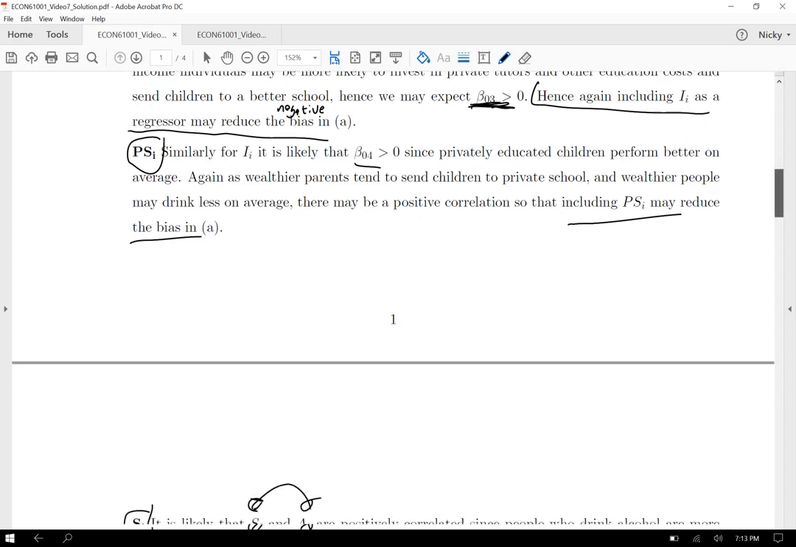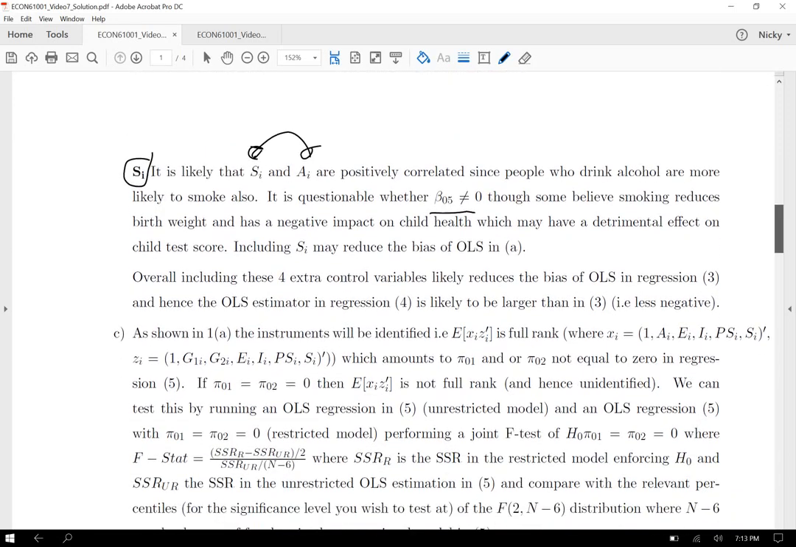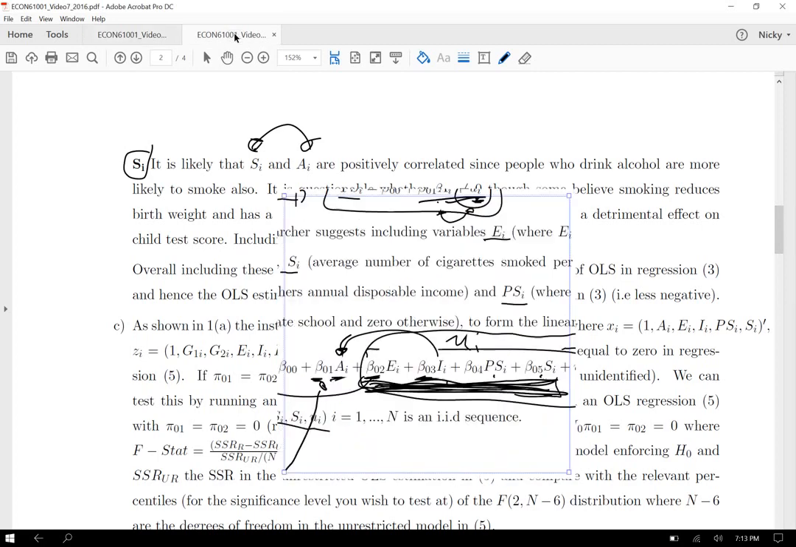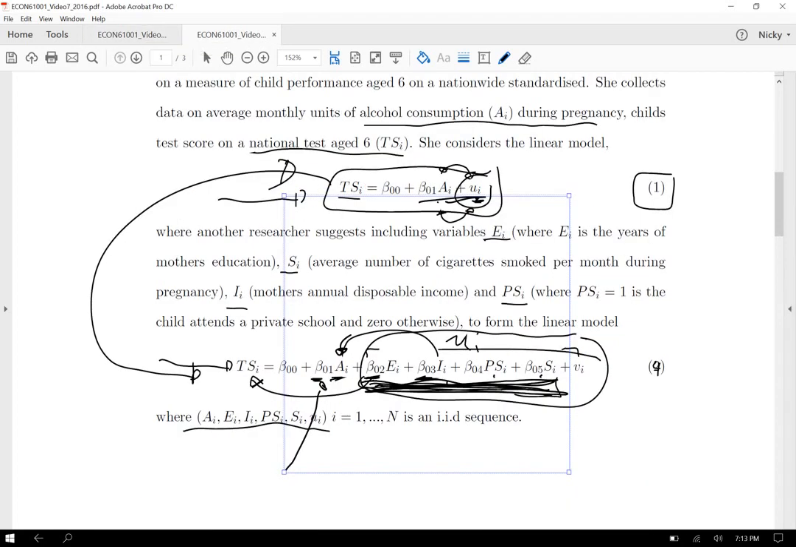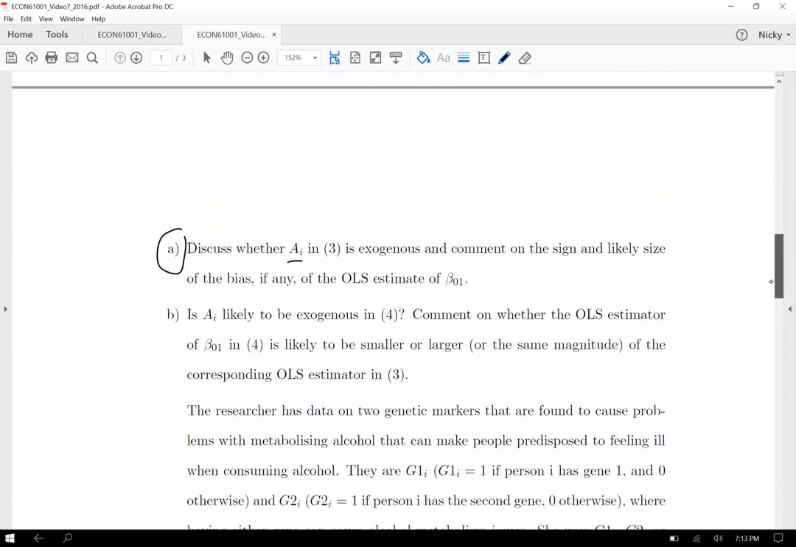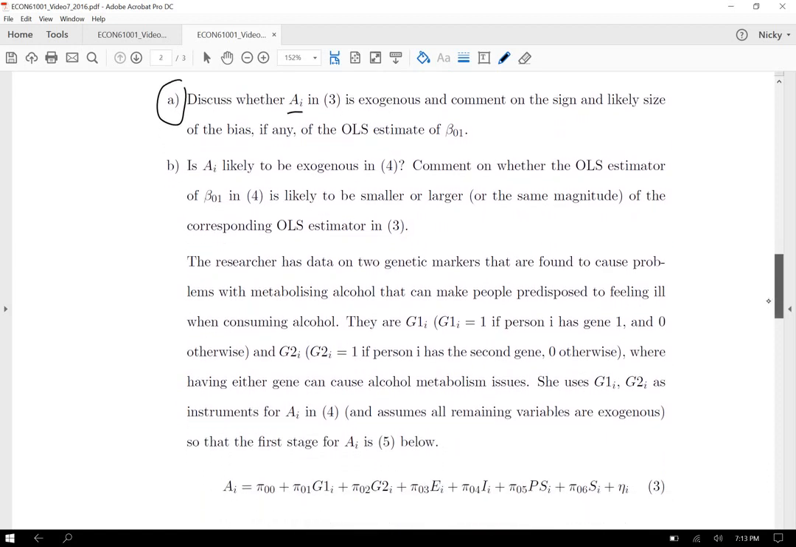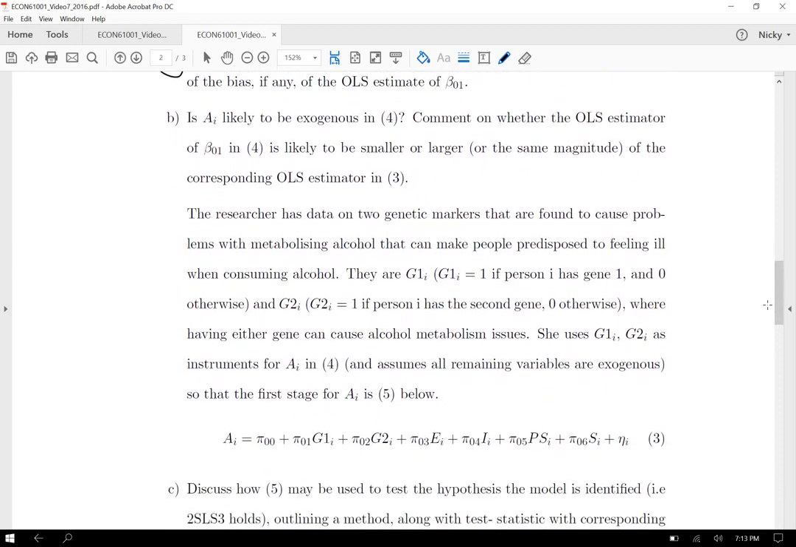Okay, so these two are quite a wordy discussion. So the next part then was more formal, and it's asking you to test the identification assumption. So parts A and B ask you to talk about the bias, and the next part then goes on to looking at instruments. So it's likely then that we haven't removed all the bias here, right?